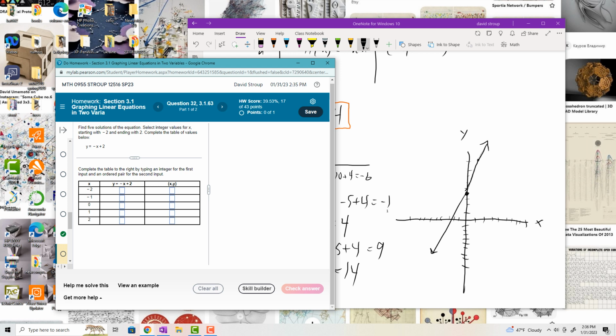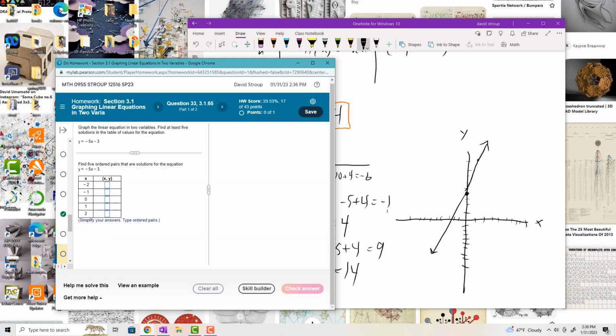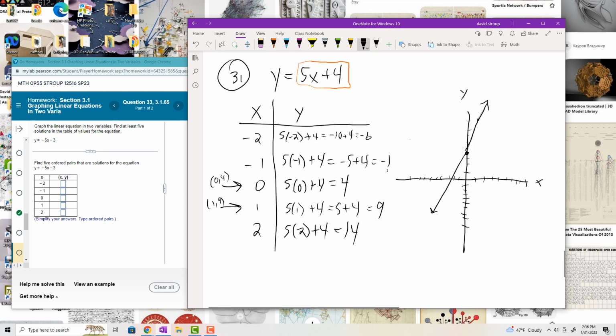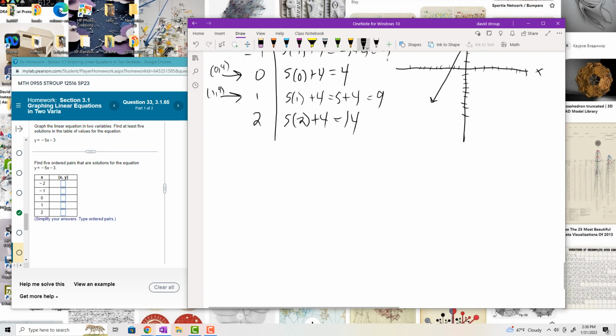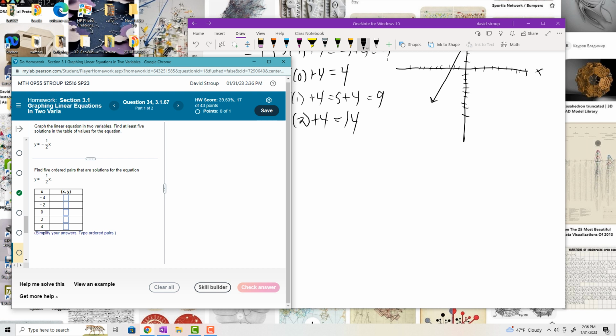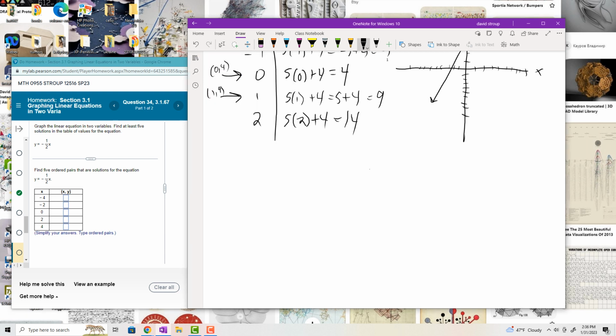Okay, so the idea is you're creating this table, and then you're going to plot 2 points from the table, and that's going to be a visual representation of that equation, the y equals whatever, this 5x plus 4. Okay, let's try another one. Sure. So they're going to be fractions to deal with, so we might as well do one of these.